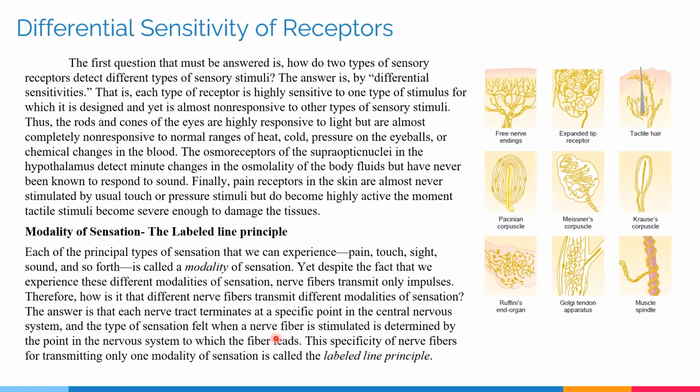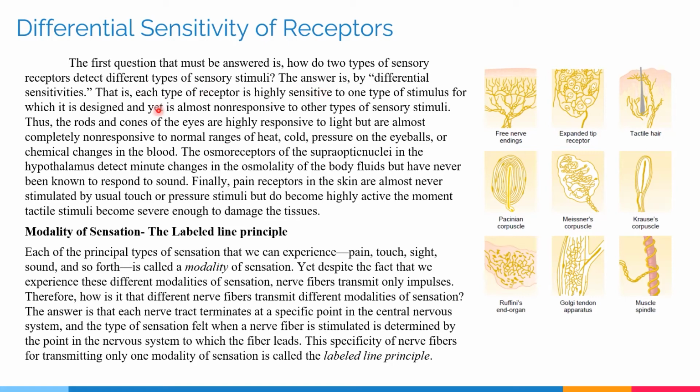Next, we look into the differential sensitivity of the receptors. The number of receptors are shown on the right hand side, which include the free nerve endings, Pacinian corpuscles, Meissner's corpuscles, the Golgi tendon apparatus, and various others. The first question that arises upon seeing all these receptors is how do the different types of sensory receptors detect different types of sensory stimuli?